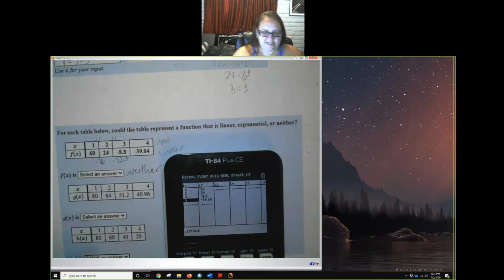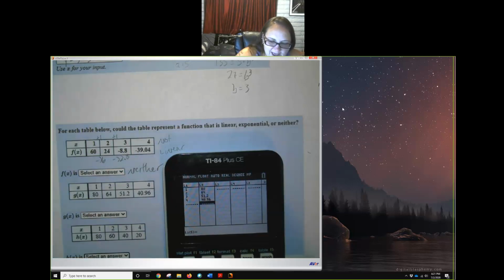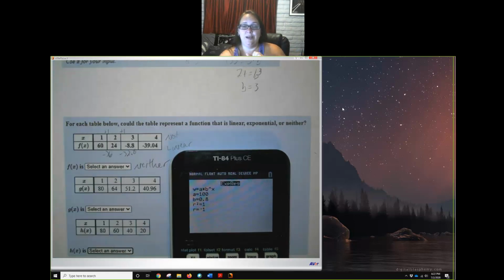So like if we do this next one, okay. And we come over here and we make this 80, 64, 51.2, 40.96. And then we go stat, calc, and we try our exponential regression. You see how that R squared value is exactly 1. My R value is exactly 1. That means that this is exponential.